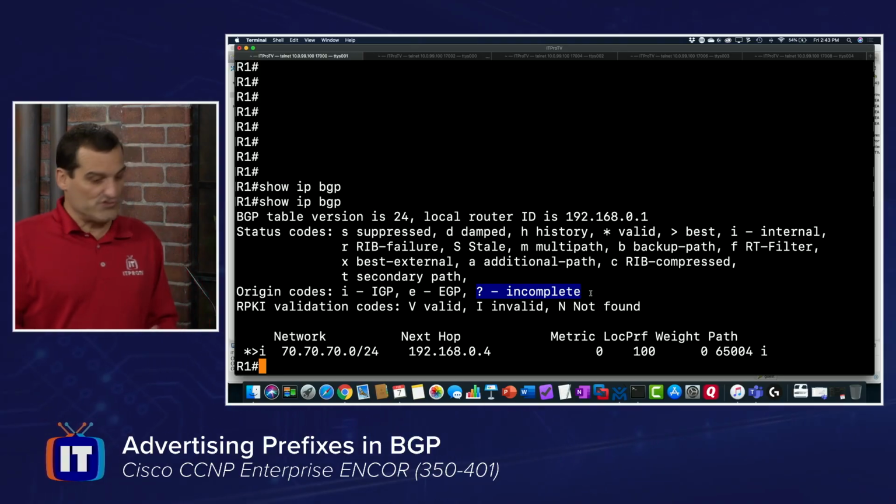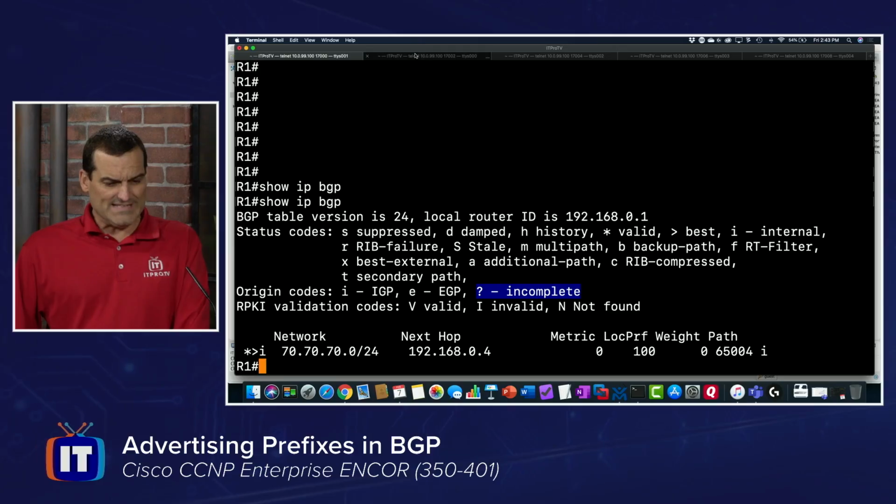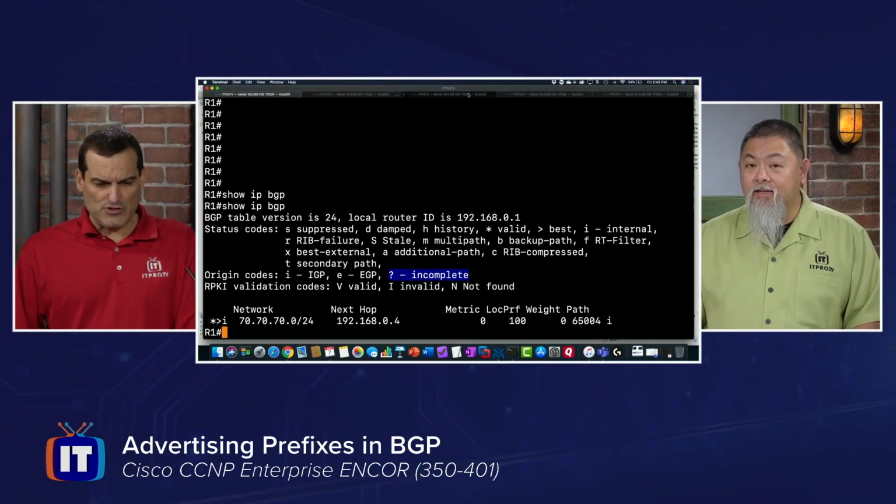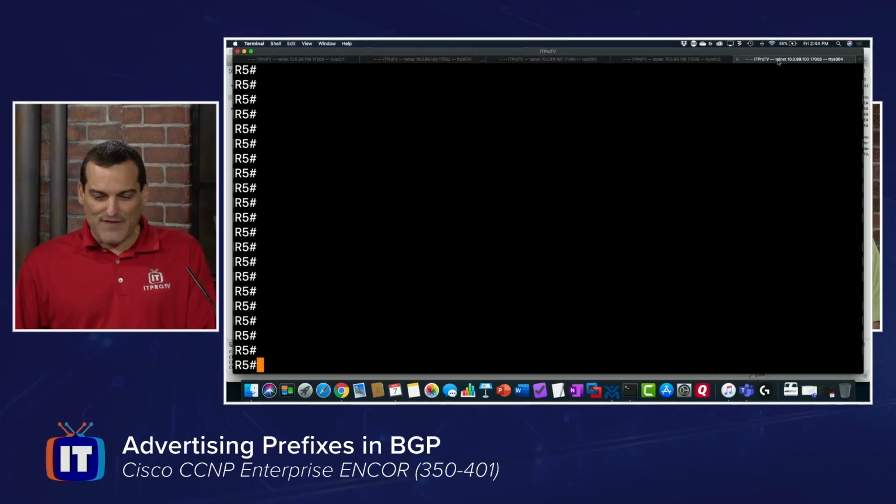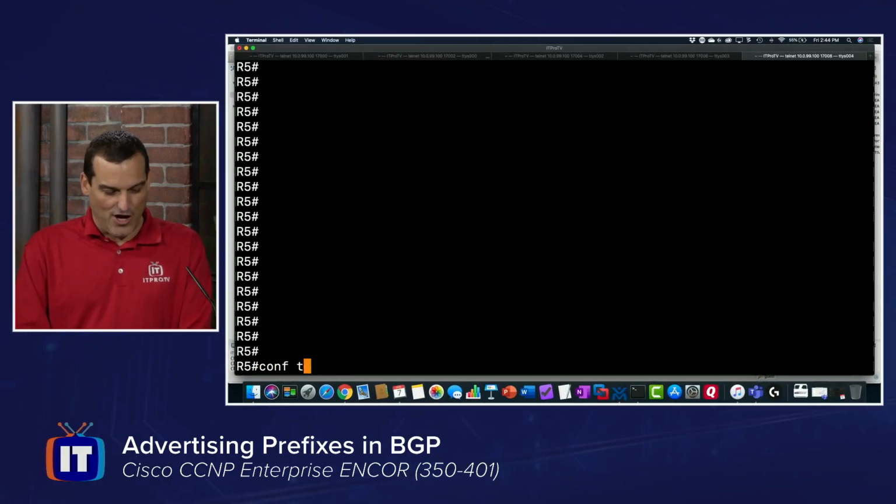That's when we redistribute in. Are you ready to see that, Ronnie? Yeah, ready to see a little redistribution in? Yes. Okay, I'm going to show you. Let's go over to router 5. Router 5 is out there.